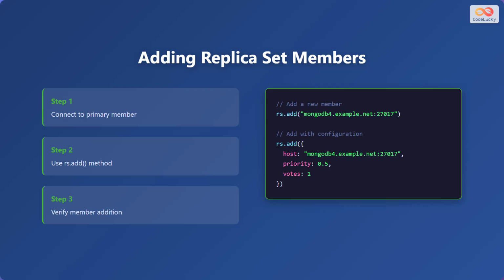The code block shows examples of using rs.add. You can add a member with just the hostname, or with a configuration object that allows you to specify parameters like priority and votes. For example, rs.add("mongodb.example.net:27017") adds a member with the default configuration. Alternatively, you can use a configuration object to set specific options, such as rs.add({host: "mongodb.example.net:27017", priority: 0.5, votes: 1}).